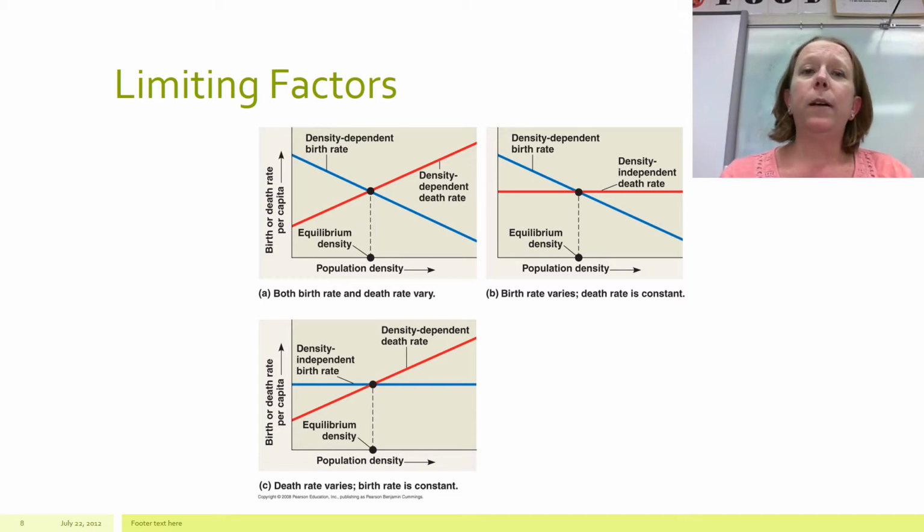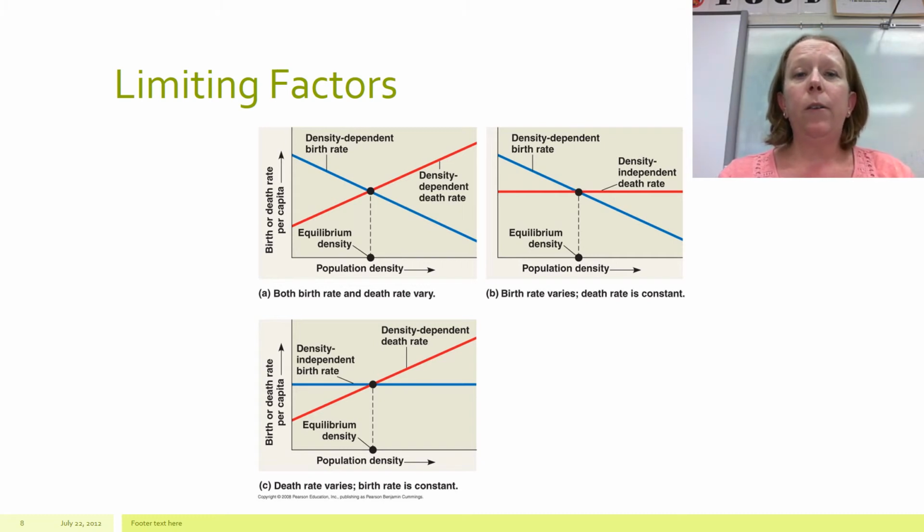So density dependent factors, these are going to have a much greater impact the more densely populated an area is. The more organisms there are, the greater the impact. So this is going to be things like disease and competition and predation. Again, think about the more of them there are, the greater the impact. The more of them there are, the more competition there will be. So that would be a density dependent factor. And so you would see that as density rises in that situation, the death rate will either increase or the birth rate will decrease, or a combination of both.